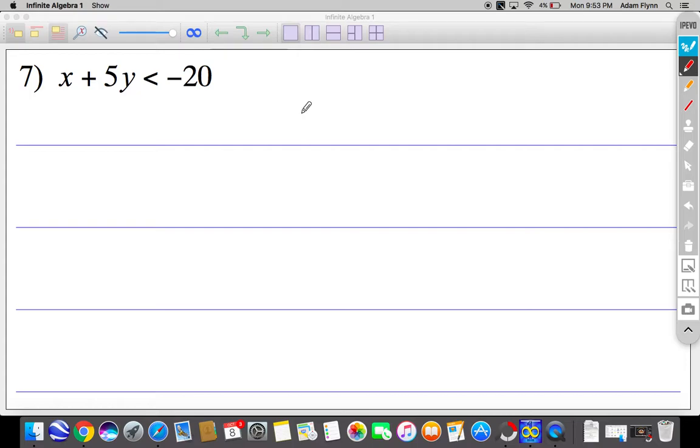x plus 5y is less than negative 20. My symbol is less than, so I will have a dotted line. As we'll learn, our line will be excluded from our solution, rather.